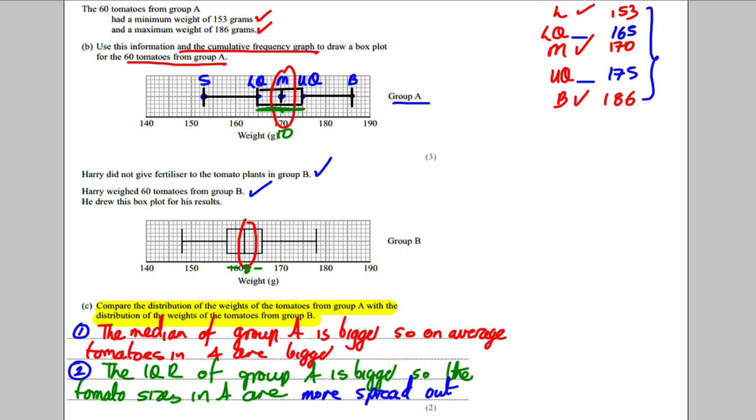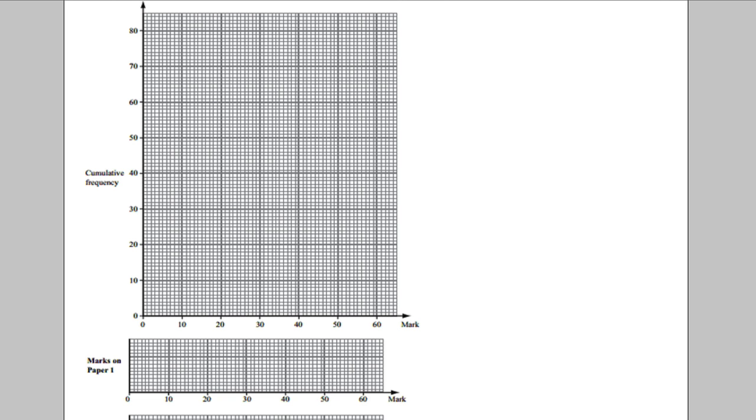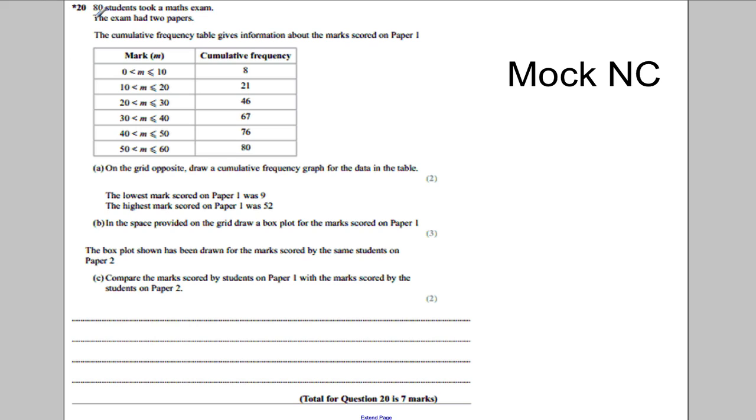Okay, next question. Have a look. You may want to pause the video. There's your diagrams that you have to draw on this here. And if you're working through the worksheet, just work through it. I'll go through it in 5 seconds.